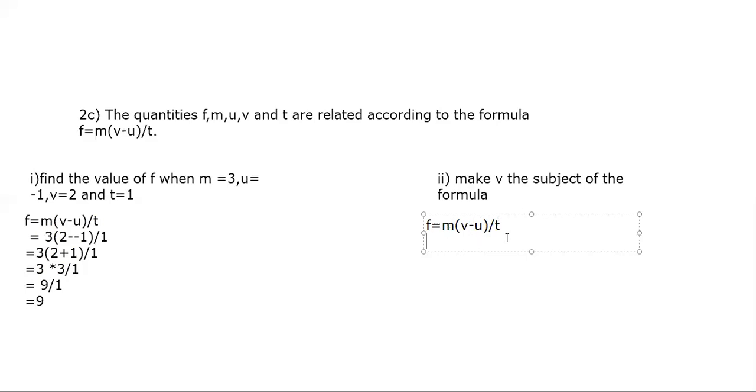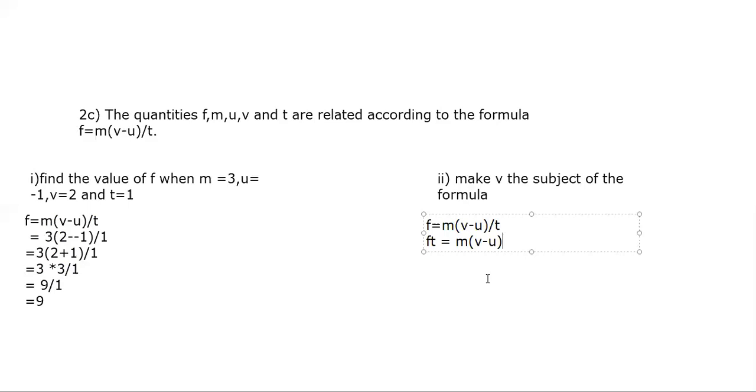So this side times T and this side times T. So therefore, FT, of course, when it's together like this, it's multiplied. So FT is equal to m open bracket v minus u. Good? That's the first thing we do.